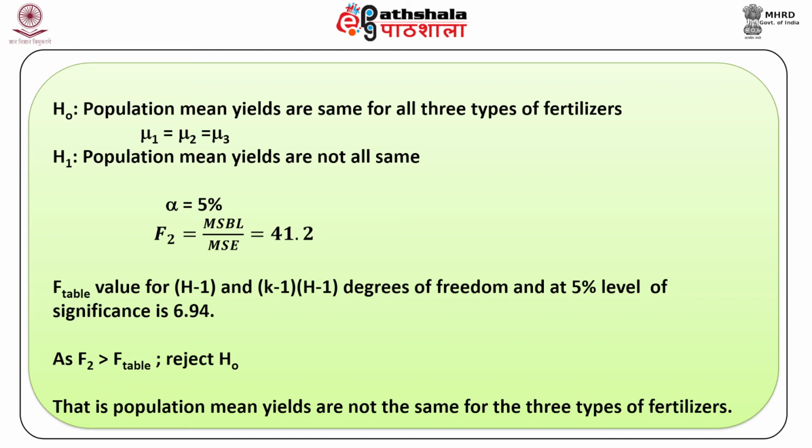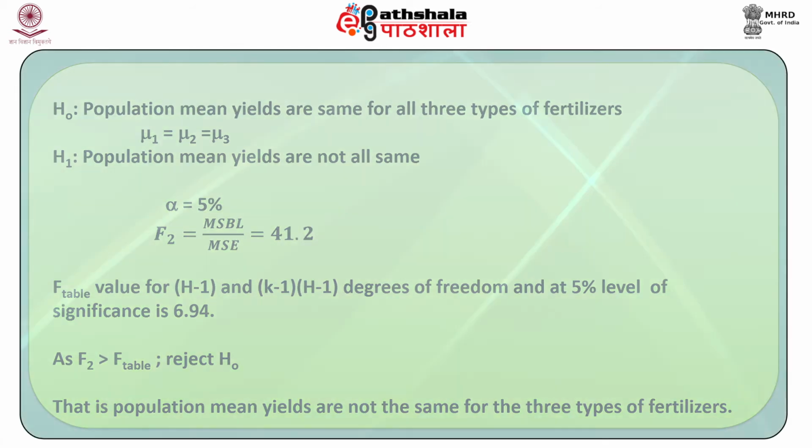Now, since we find that this F2 is greater than this tabulated value, we therefore reject the null hypothesis. That is, the population mean yields are not the same for all three types of fertilizers. It perhaps means that fertilizers do have their impact on the yields of the wheat in this particular example.